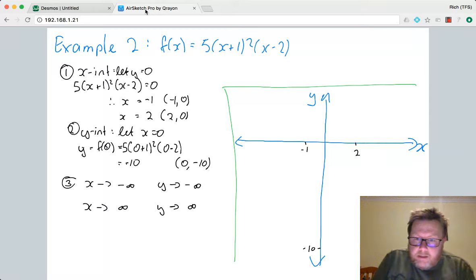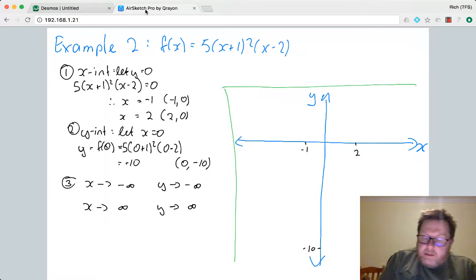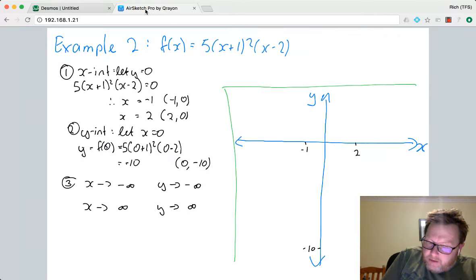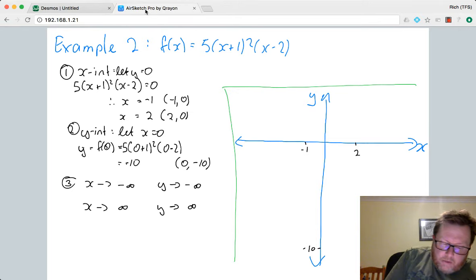As our y-intercept. And now we need to consider the end behavior. And I'll just use a different color again, just so that we can make that stand out a bit. So as x approaches negative infinity, y approaches negative infinity. So it's got to start down here somewhere. And as x approaches infinity, y approaches infinity. So it means it's got to end up here somewhere.